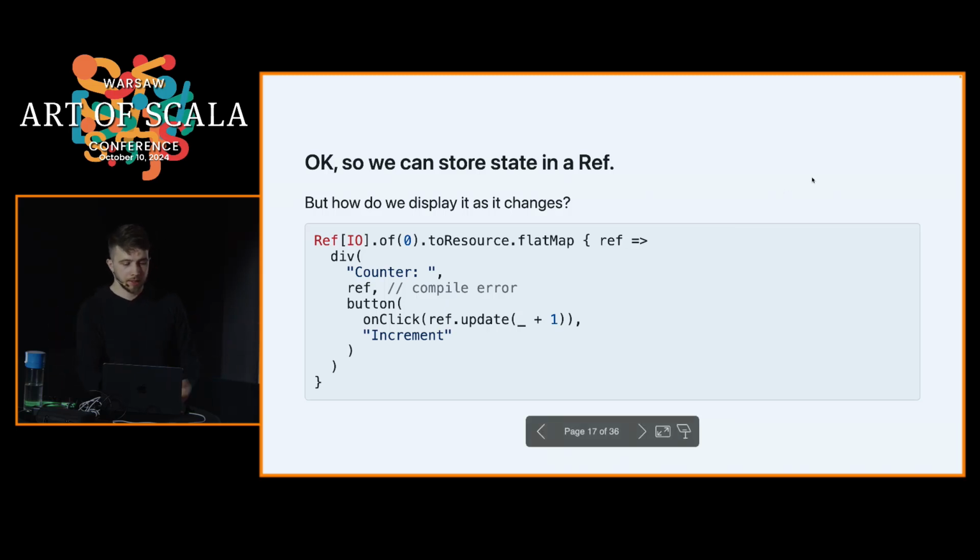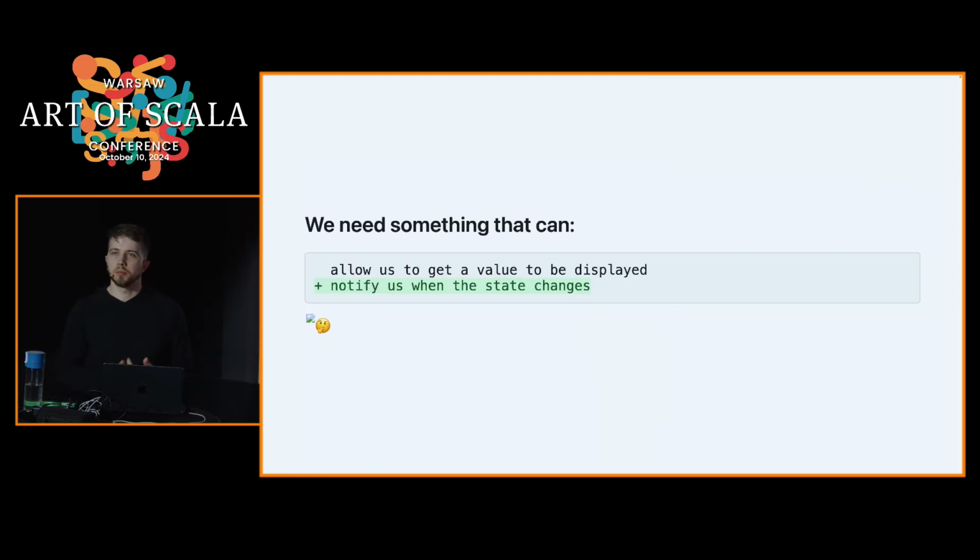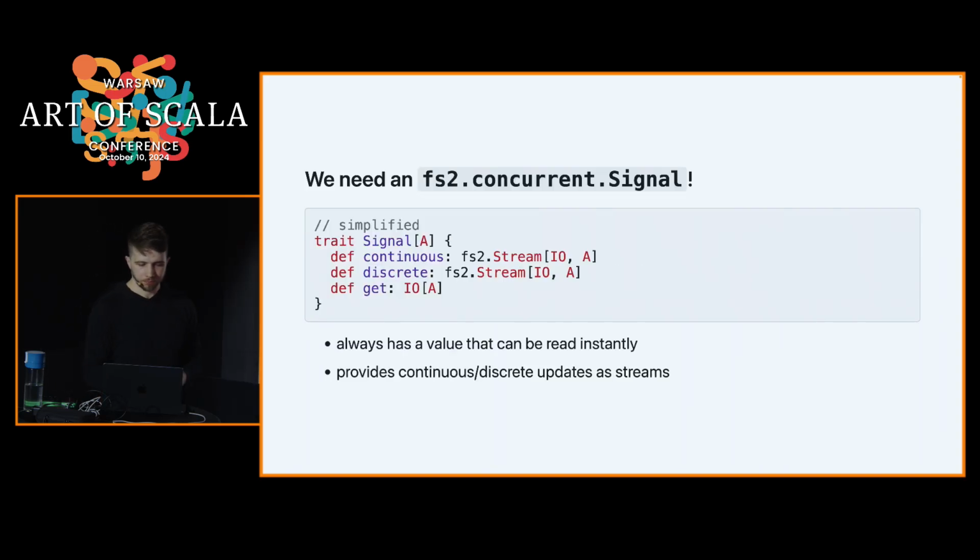So how do we do that? Well, we cannot just put a ref into our div in any way like that. We need something more powerful than just a ref. We not only need to be able to get a value out of the ref at some point, we also would like to be notified when that value changes so that we know when to update the view accordingly. And that is what Signal is doing from FS2.